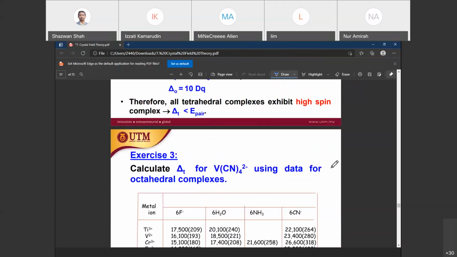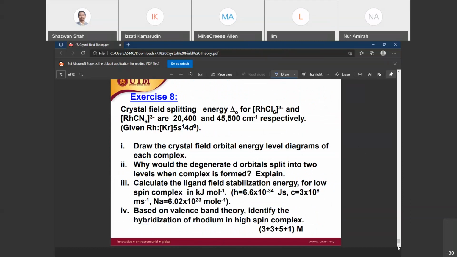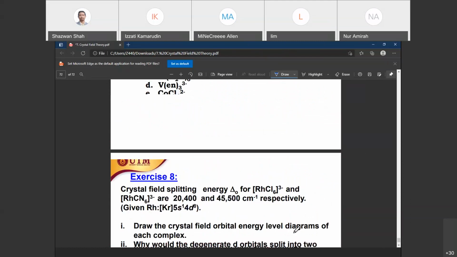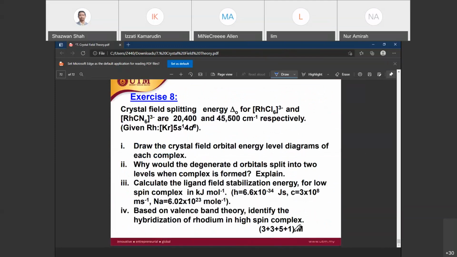Okay, so to test your understanding, you can try answering this question. Then next week I will share the answer for this exercise.